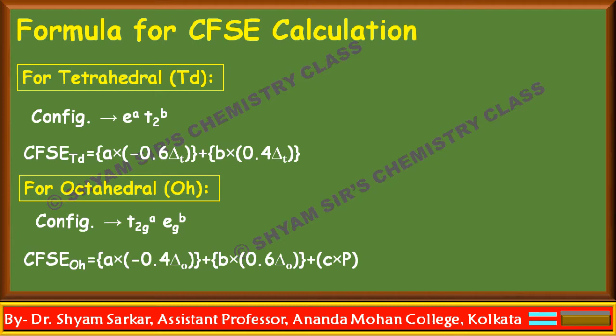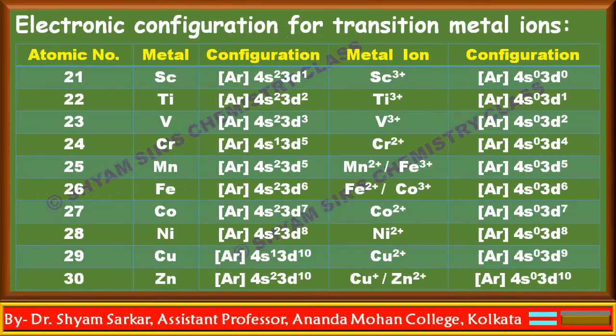Now here I have shared electronic configuration of first series transition metal and their corresponding metal ions, because from this portion you have to calculate CFSE. If you do not know the electronic configuration of transition metal ions, you will not be able to calculate CFSE. So that's why I shared it with you, so you can save this for CFSE calculation.